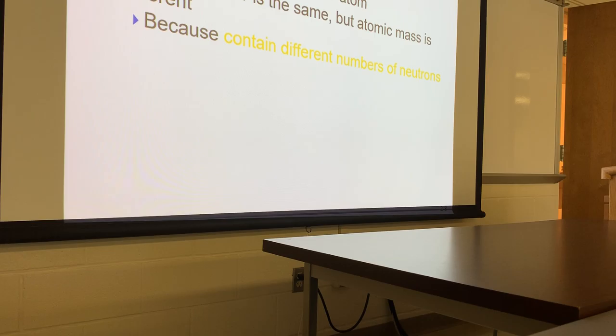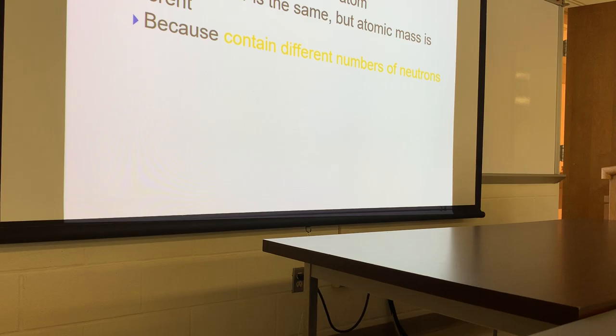I so wish I could draw on the board because it would look better. Yes, 8. The question was, how many neutrons will carbon-14 have? So carbon, doesn't matter which isotope, same atomic number, 6, doesn't matter. So that means they all have 6 protons, all have 6 electrons. The only thing that changes is the neutron number.